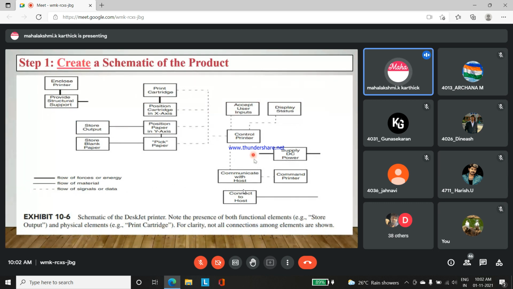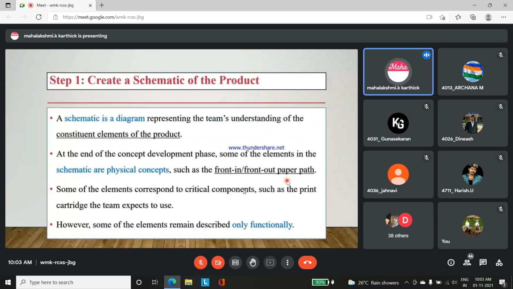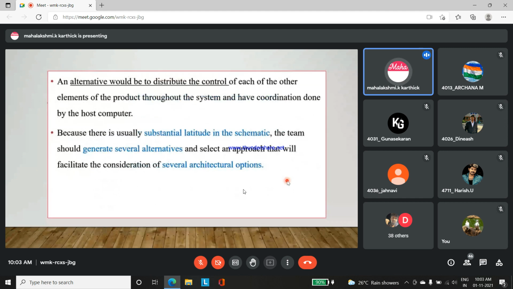How you can identify which is a physical element and which is a functional element is through these dotted lines. The flow of signals or data through that functional element is passed to the other elements present inside the product. The rules you have to follow for the diagrammatic representation, and what it denotes to the team, they have discussed in the points.